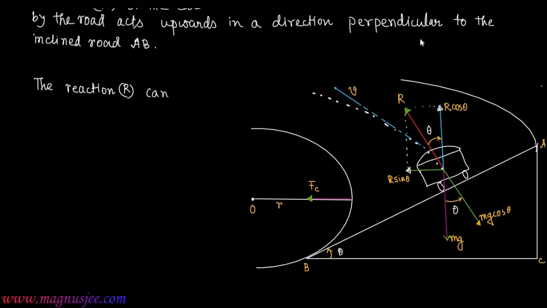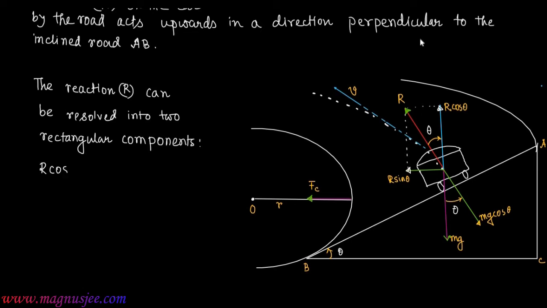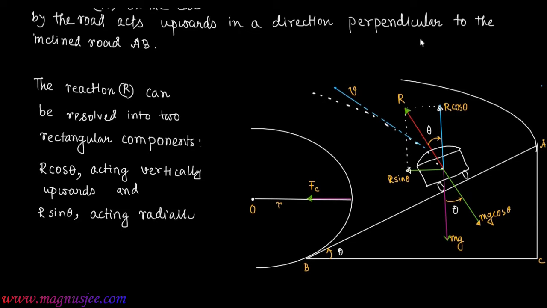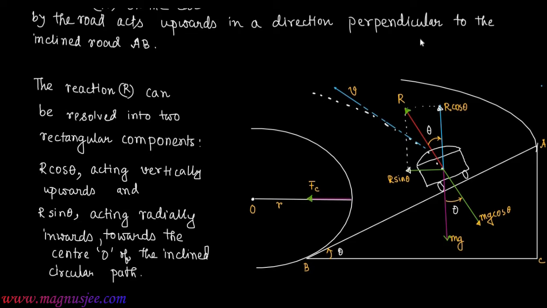In this case, the reaction on the car, that is R, can be resolved into two rectangular components, R cos theta and R sin theta. R cos theta is acting vertically upwards, and R sin theta is acting radially inwards towards the center O of the inclined circular path.